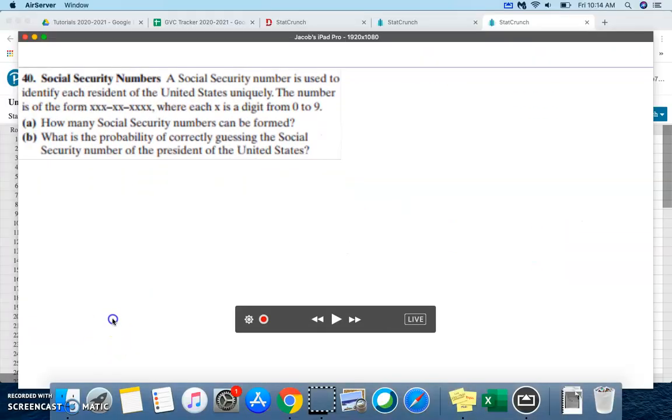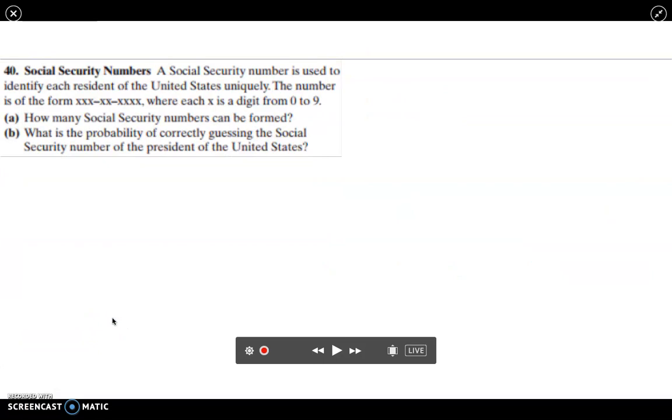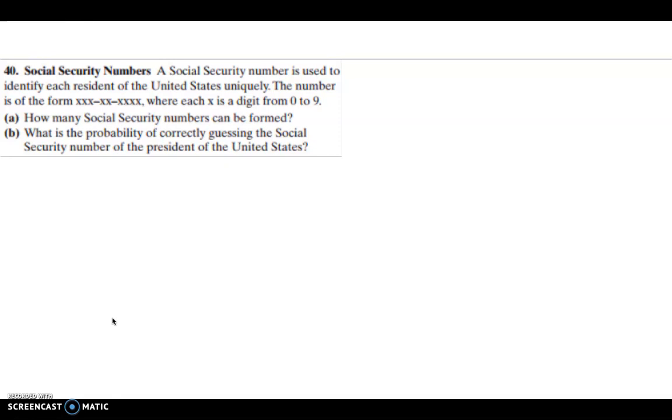Okay, now Social Security number. A Social Security number is used to identify each resident in the United States uniquely. The numbers are of the form you can see there: 3 numbers, 2 numbers, 4 numbers, where each can be any digit from 0 to 9. How many different Social Security numbers? Okay, so you have 3, 4, 5, 6, up to 9 slots. So it'll be 10 to the 9th power, because again, you'd have 10 for the first, second, third, and so on through the ninth. So it'll be 10 to the 9th different numbers.